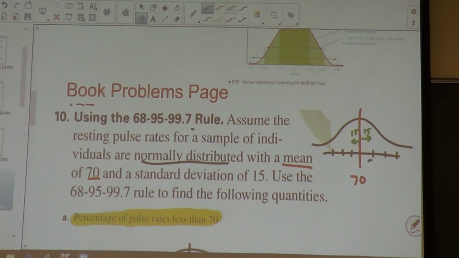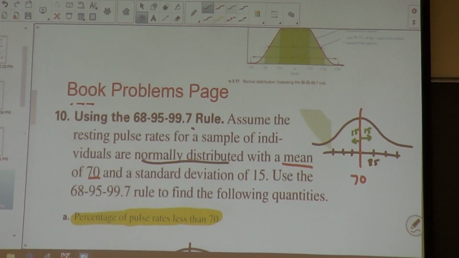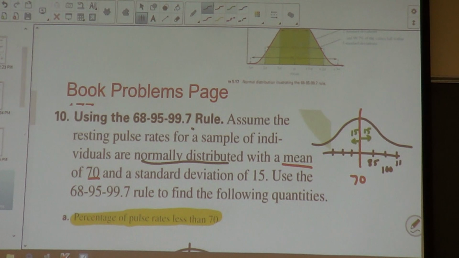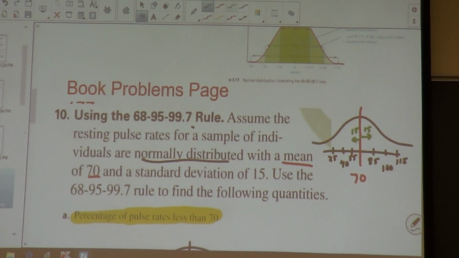So 70 plus 15 is 85. 85 plus 15 is 100, and 100 plus 15 is 115. Then I'm going to subtract in increments of 15. 70 minus 15 is 55. 55 minus 15 is 40. 40 minus 15 is 25. So from the data that was given to me in the paragraph, I had to draw my picture. And I'm going to use that picture to solve all of my problems. So that paragraph is going to be used for every single one of these next few problems.